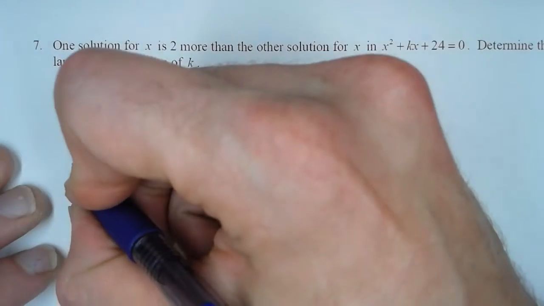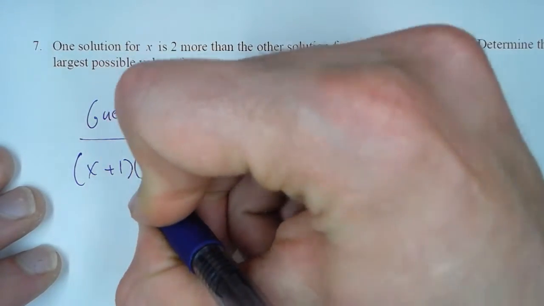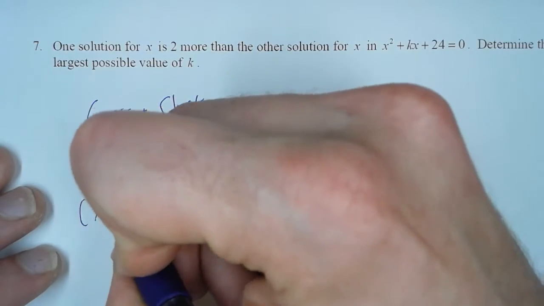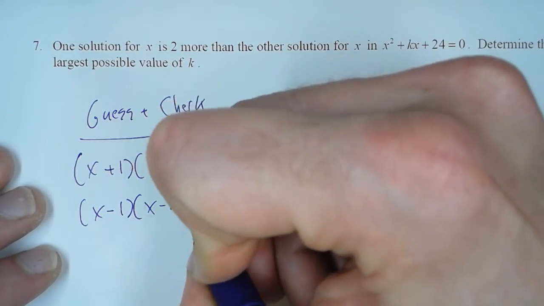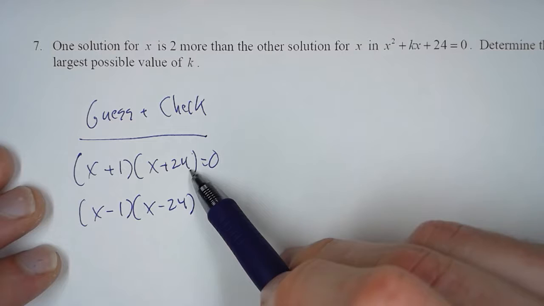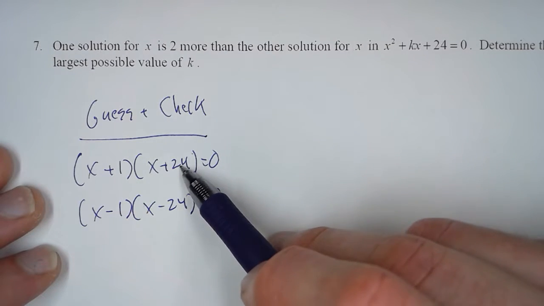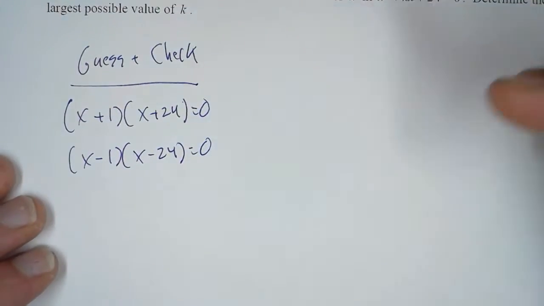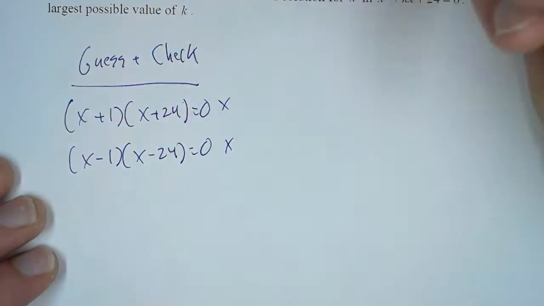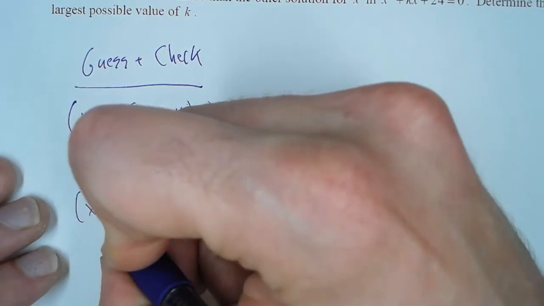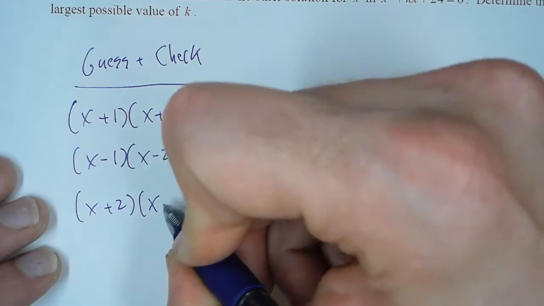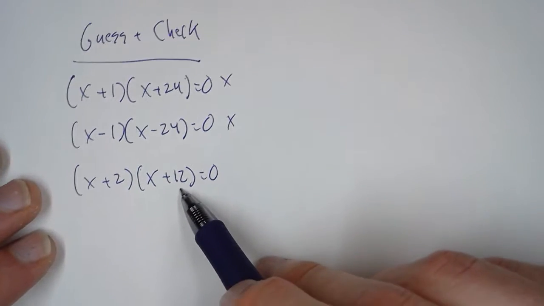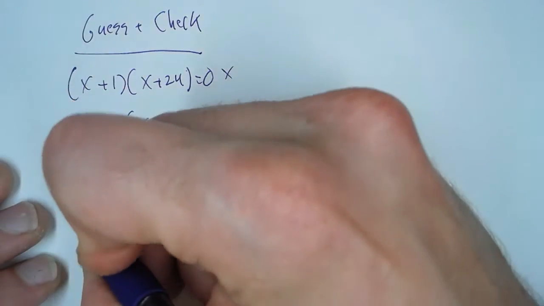over here? Well, you can have x plus 1 and x plus 24 equals 0. Or you can have x minus 1 and x minus 24. Now here, our two solutions are negative 1 and 24. Those are not 2 apart. Here they're positive 1 and positive 24. They are not 2 apart, so these don't work. Try another one. Let's say x plus 2, and then we have x plus 12. So here our solutions are negative 2, negative 12. Those are 10 apart, so that doesn't work.